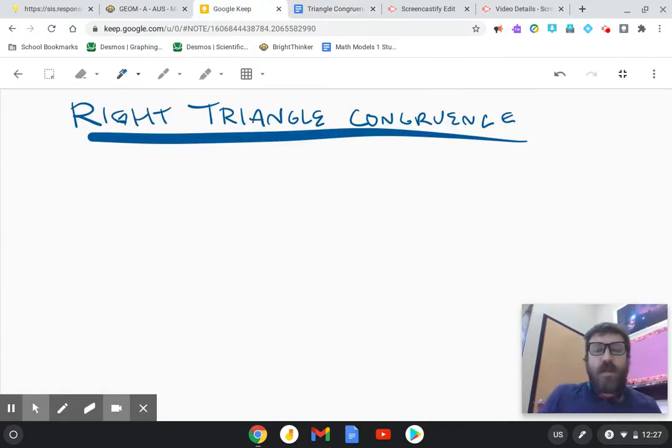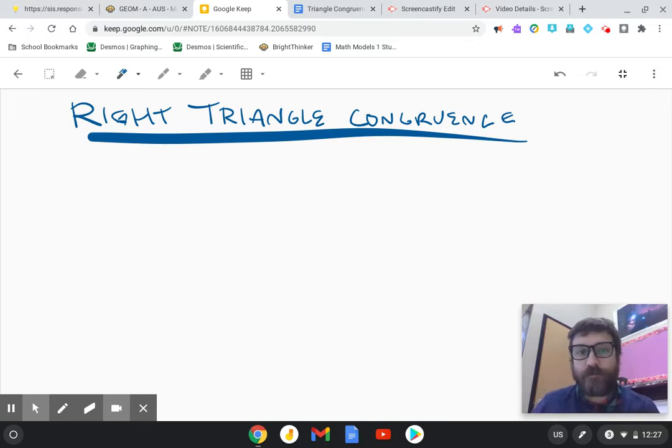So the idea here is that with a right triangle, it's easier in some ways to prove the triangles are congruent because you already have one part that is the same always, and that is the right angle. So in all right triangles, we're assuming that we have that first part already done. So that would be one angle. And what's nice is that because it's a right angle, it kind of makes it easier for us to prove that triangles are congruent.